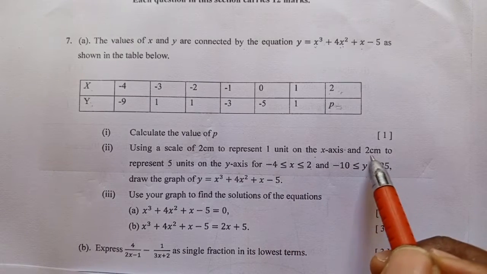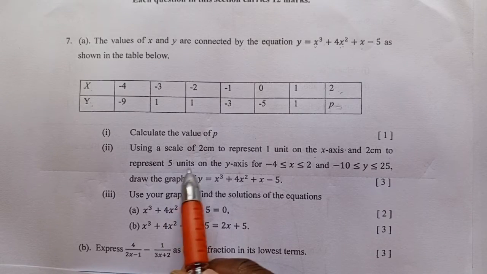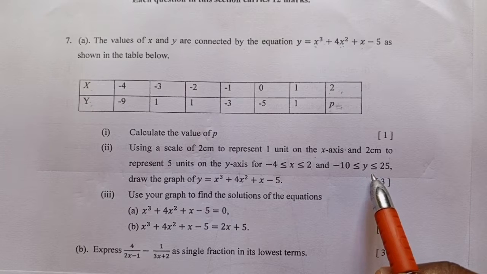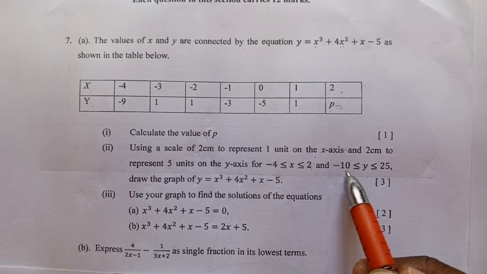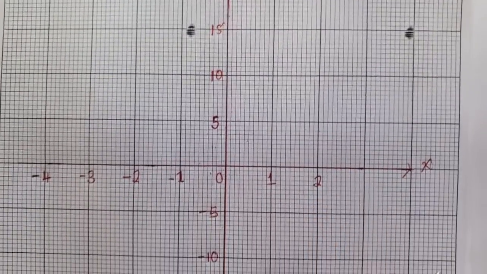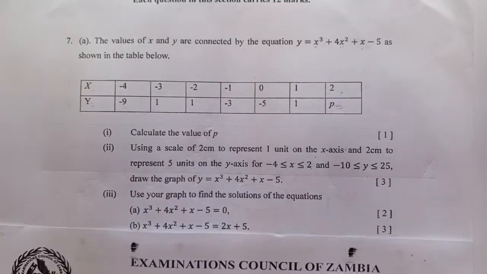Okay? For the y-axis, they have said 2 centimeters to represent 5 units. We are moving in fives. So along the y-axis, that will be 5, 10, 15, up to 25. And then all the way down, we're ending at negative 10. And this is what I've done. Okay? You can see this is what I've done. So now from here, we start getting the coordinates.